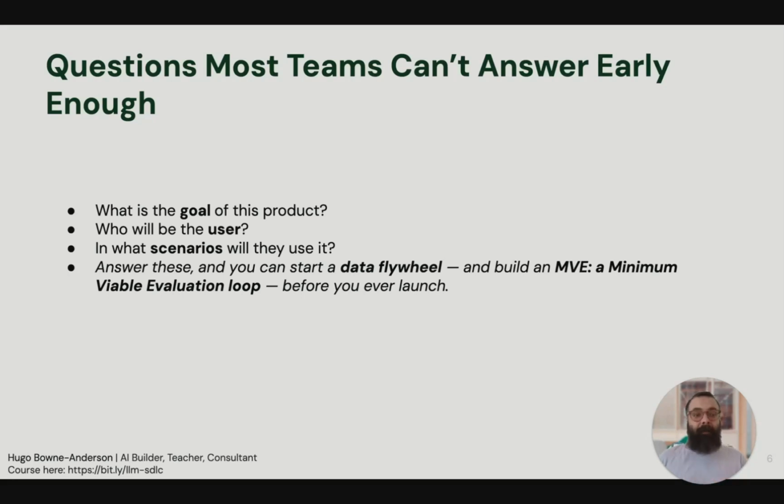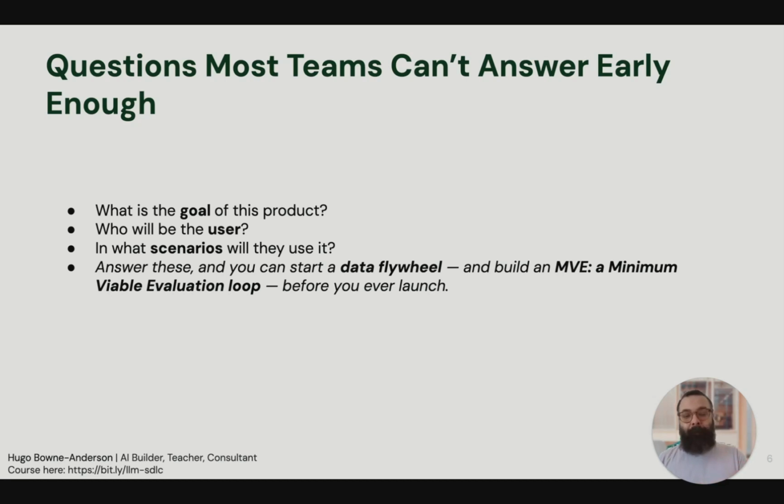And that excitement is absolutely understandable. And I love it. But remember, we're here to solve user pain points in a lot of ways. So if you can initially at least spec out something, a product page, a one-page spec of what is the goal, who will be the user, in what scenarios will they use it? If you answer these, you can then start a data flywheel and build what I call a minimum viable evaluation loop before you even launch.